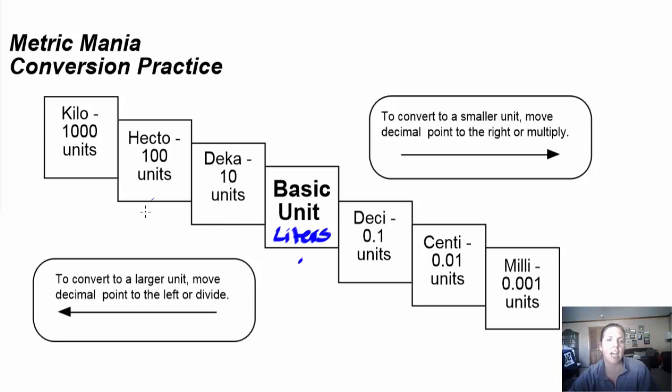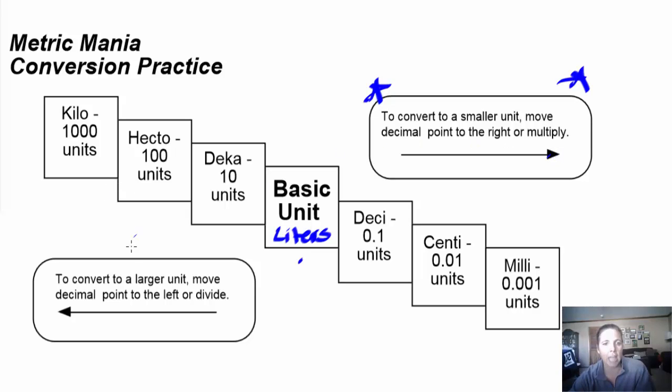10,000, 100,000. Thing to remember, to convert to a smaller unit, move decimal points to the right or multiply. It's the same thing if you're moving them to the right or if you're multiplying. However you want to think about it, but it's always in bases of 10. 10, 100, 1,000, 10,000, 100,000, so on and so on.